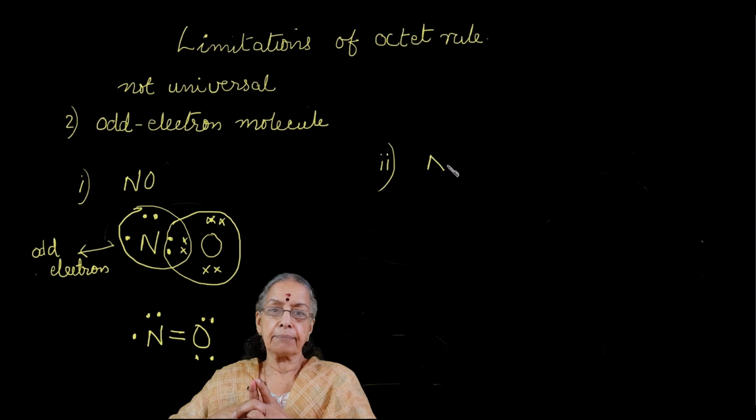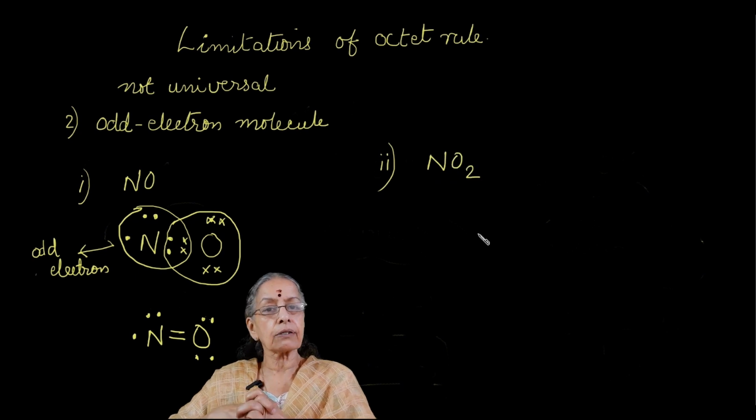Now the second example, nitrogen dioxide. Here also nitrogen is the central atom and there is 1 nitrogen atom and 2 oxygen atoms.